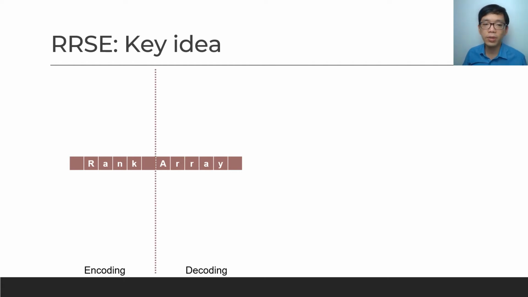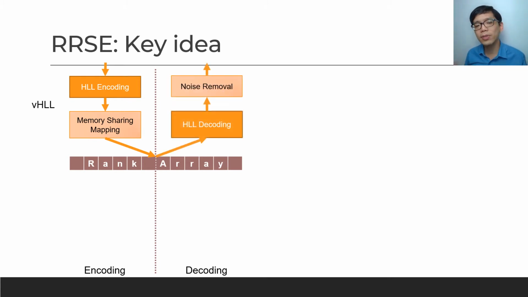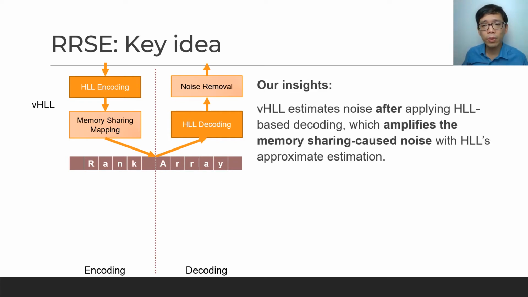Let's start with the virtual HyperLogLog. It starts with the HyperLogLog encoding, and to store in memory it uses the memory sharing mapping, and to decode, it first reads from the memory, decodes using the HyperLogLog formula, and after that it uses a noise remover to remove the noise. But this will amplify the memory sharing cross noise with the HyperLogLog approximation estimation.